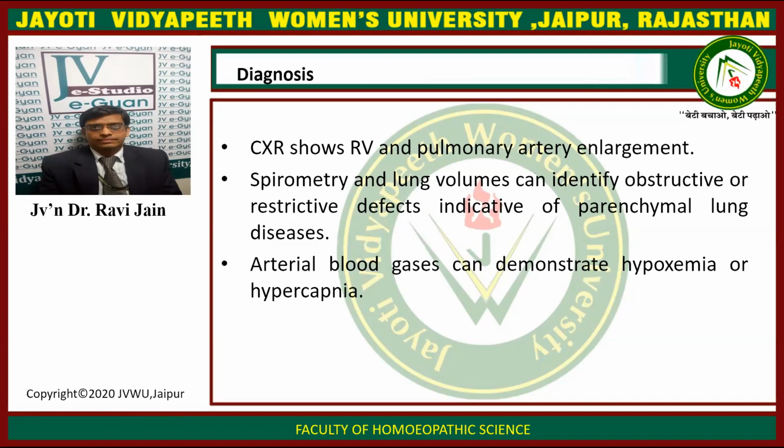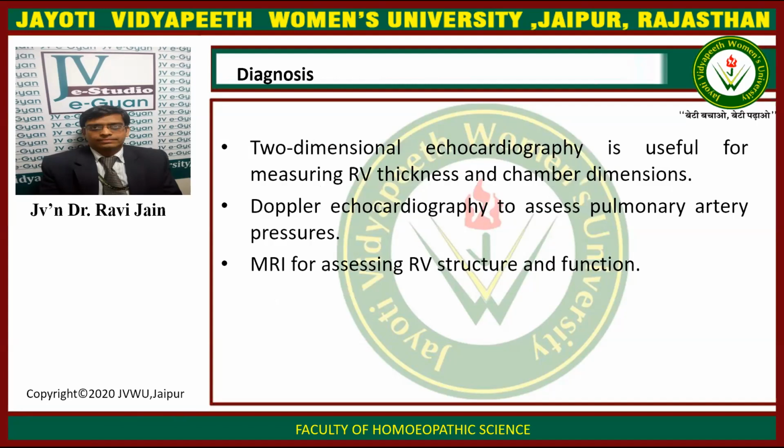So, diagnosis, how will you diagnose the case of Cor Pulmonale? The diagnosis consists of chest X-ray that shows right ventricular and pulmonary artery enlargement. So, the chest X-ray will show us right ventricular and pulmonary artery enlargement. The spirometry and the lung volumes can identify the obstructive or restrictive defects. So, for identification of the obstructive and restrictive defects, we have to go for spirometry, and these will be indicative of parenchymal lung disease. Arterial blood gas analysis can demonstrate hypoxemia or hypercapnia. So we have chest X-rays, spirometry, and arterial blood gas analysis.